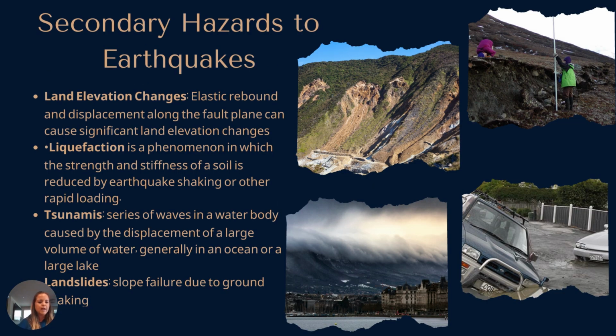Some other things that happen in tandem or as a result of earthquakes can cause just as much damage as the earthquake itself. Land elevation changes happen almost always when we are looking at dip-slip faults. So they move vertically, right? There's some sort of vertical offset, and oftentimes that stays in place. And so there's a land elevation change. If that's right underneath a building, that's not good, right?